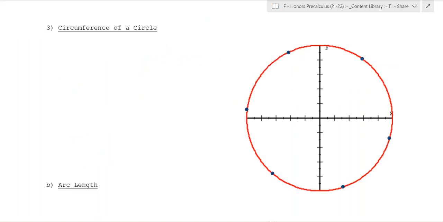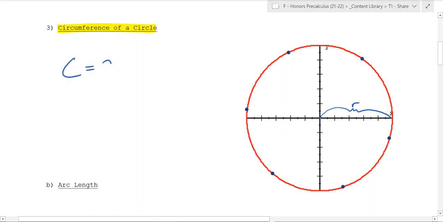The next thing you might have seen before is the idea of the circumference. The circumference of a circle is the distance all the way around the circle. We define the distance from the center to the outer edge of the circle to be the radius of the circle. And the formula you might have seen before is circumference is equal to 2 pi times the radius.